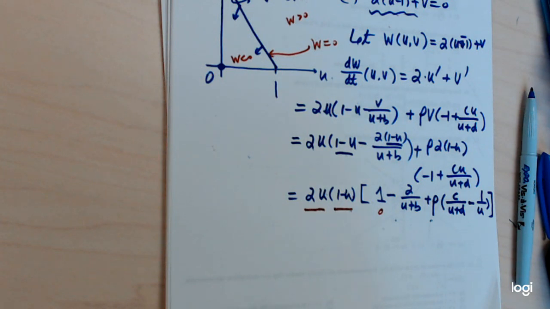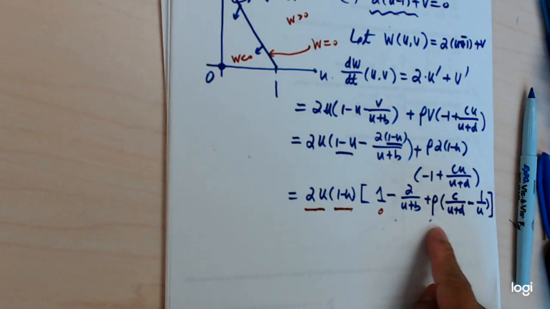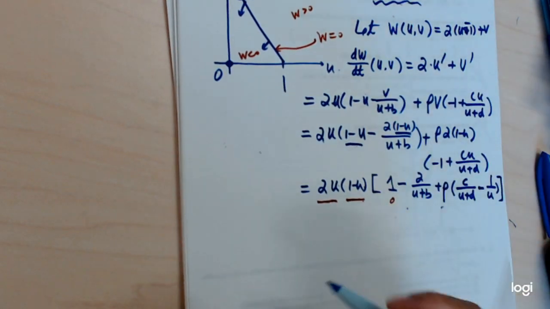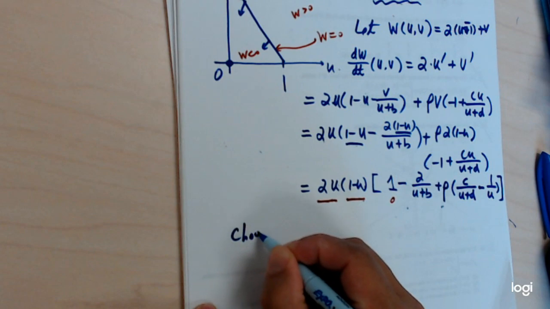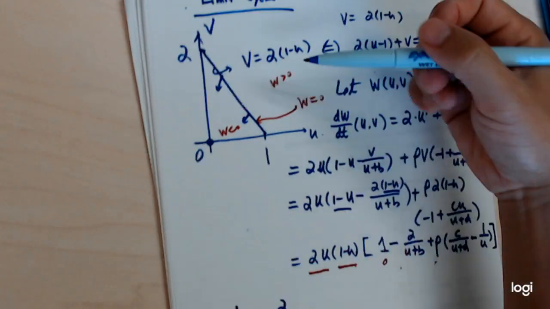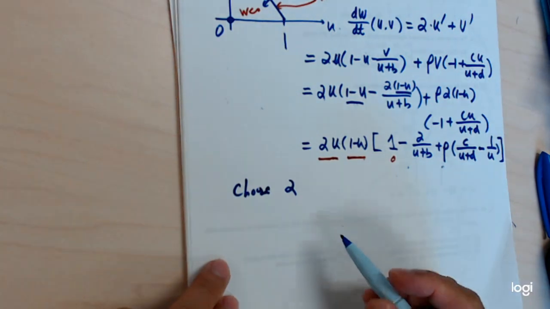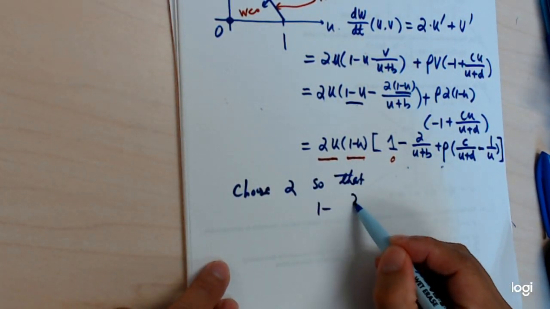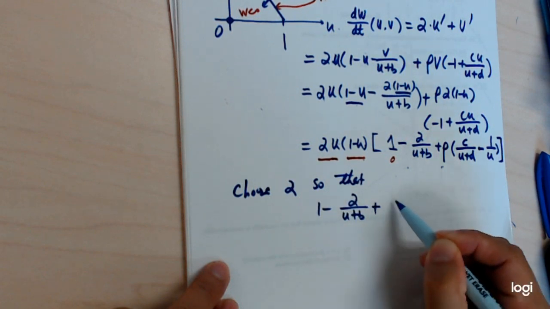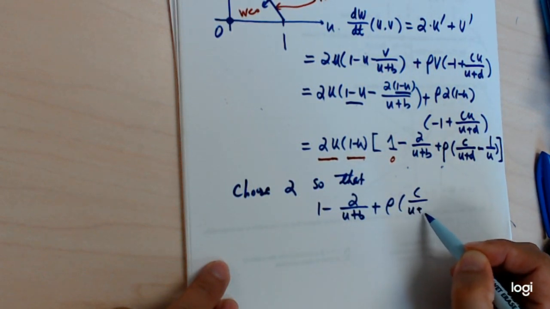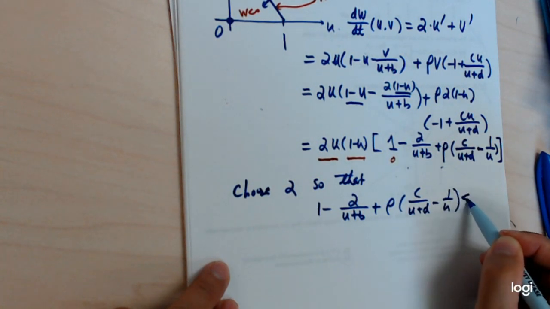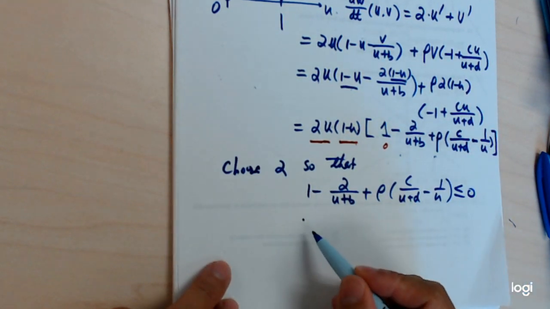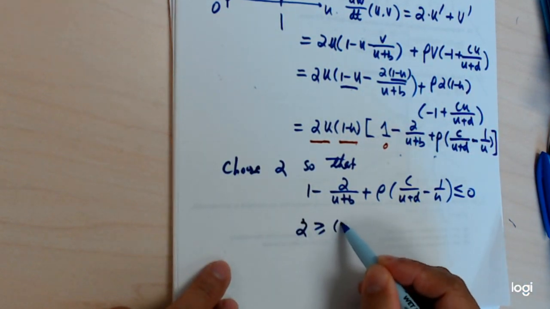So I can always choose alpha big enough to make this guy negative. Let me just say I can always choose an alpha big enough so that this one is less or equal to 0. In fact, I can go ahead and solve for alpha. Alpha needs to satisfy this.